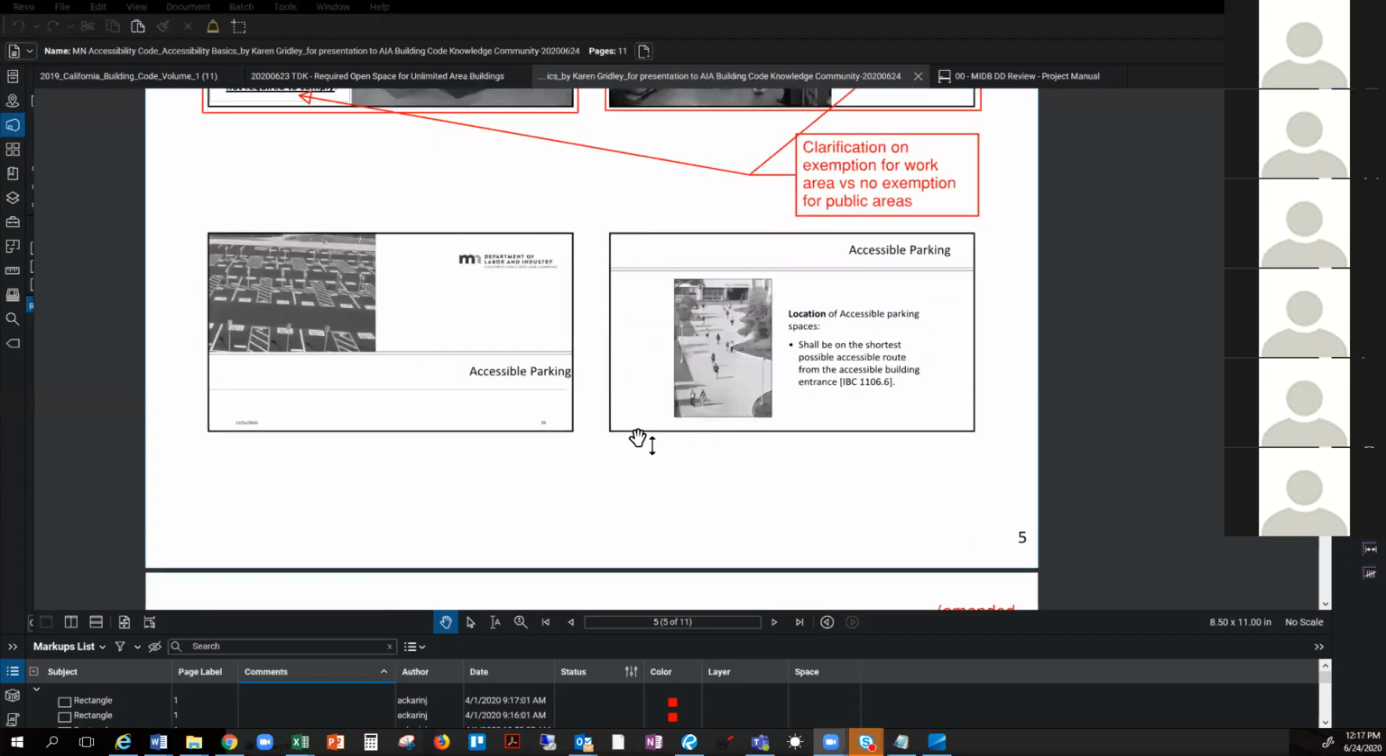We get into accessible parking and shortest possible accessible route from an accessible building. There are different ways to look at this, and I'm sure you all have had, in one situation or another, a case where the most accessible route is maybe not the most obvious. And these are the kinds of things you may have a conversation about with the AHJ: well, this may be a shorter route, but it's not necessarily the most clear and direct as far as how the building is laid out.